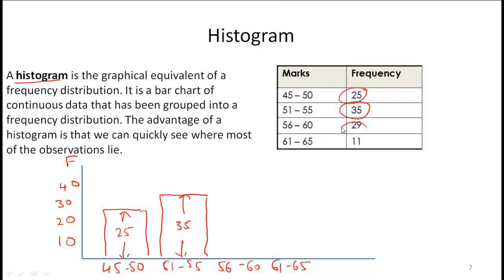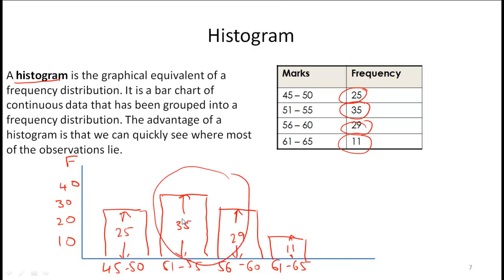56 to 60 has a frequency of 29. So we find the 29 point and create a bar with a height of 29. And finally 61 to 65 is 11. So here we create a bar with a height of 11. So this is your histogram, and as you notice, the advantage of a histogram is that we can quickly see where most of the observations lie.